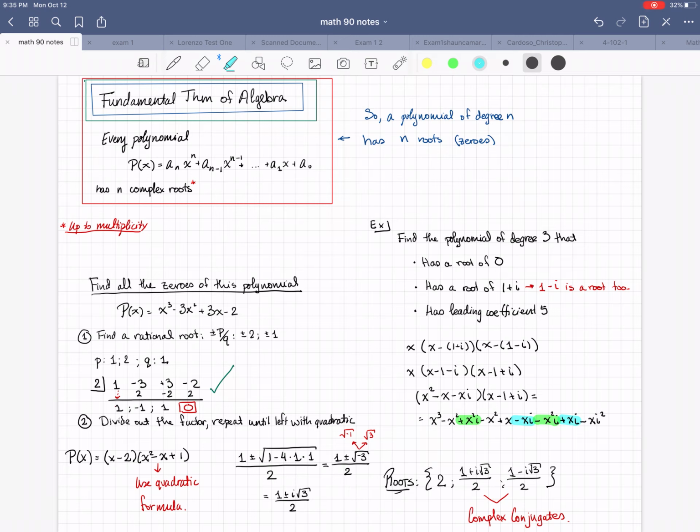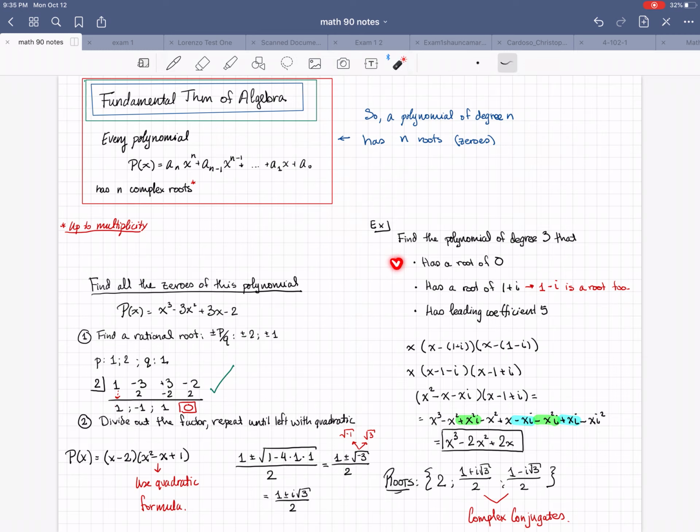So I have minus x squared minus x squared. So those will combine to minus 2x squared. And then I have minus xi squared. So I hope you all remember that'll end up being plus x. And then another plus x here, so that'll be plus 2x. So I end up with x cubed minus 2x squared plus 2x. So this is a degree 3 polynomial that meets my first two criteria.